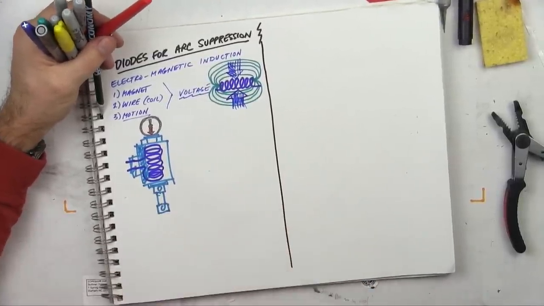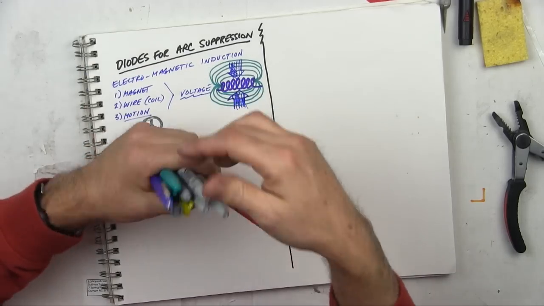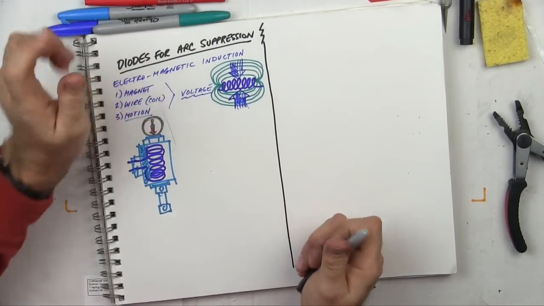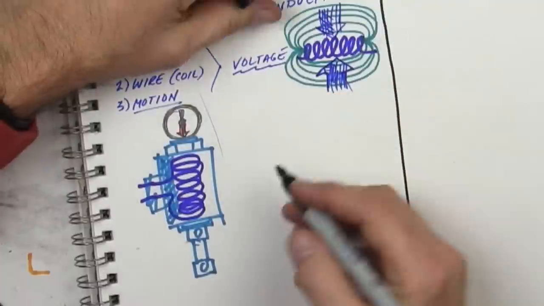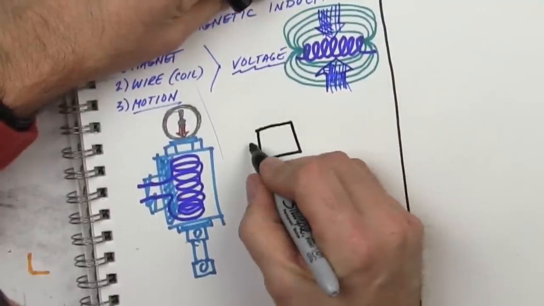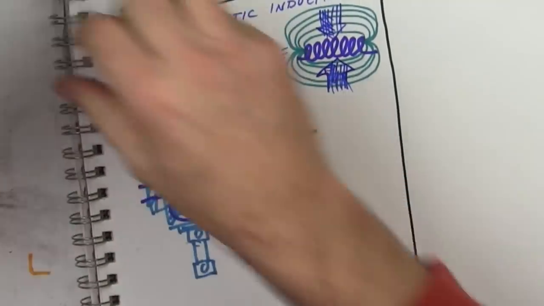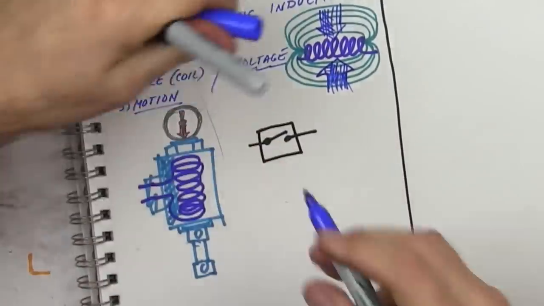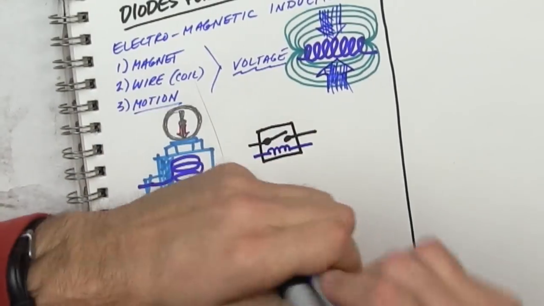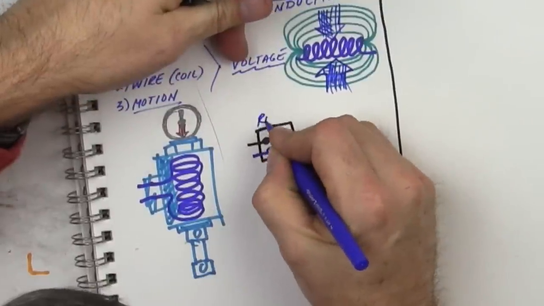So here's the deal. Here's the problem we have. If this coil is connected to a relay, and if you remember what a relay is, a set of contacts with a coil of wire in it. Now normally I'd use green for the coil, but I'm not going to do it. Okay, so I've got a relay, and the relay is a switch. So here's the problem.